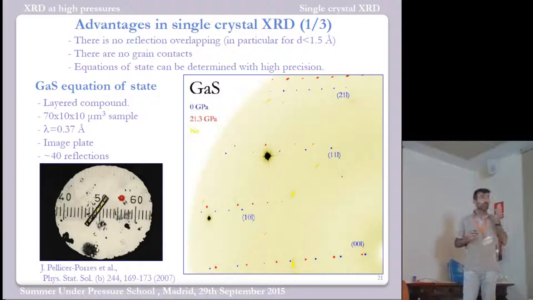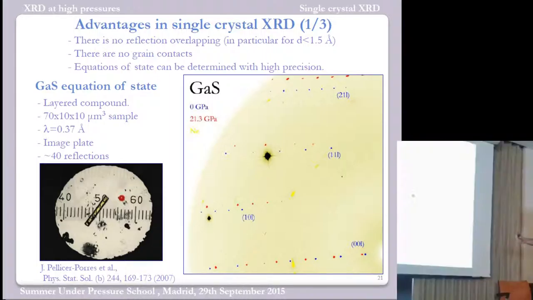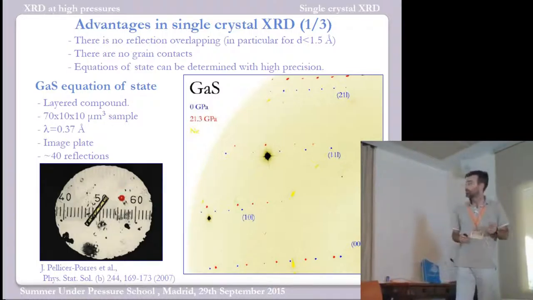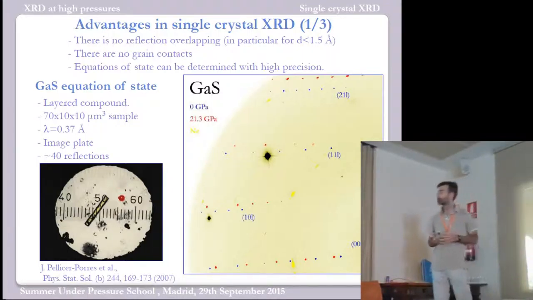And it's also clearly seen how distances decrease, because it's easily seen that the red spots go to the outer part of the image plate, and that means that angles are increasing, so distances are decreasing.